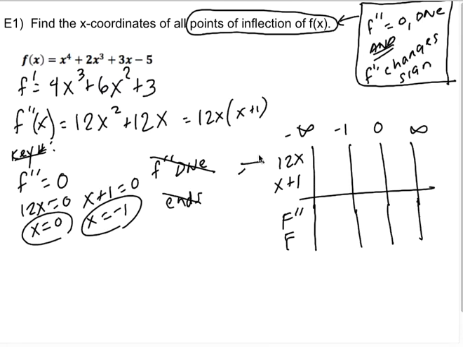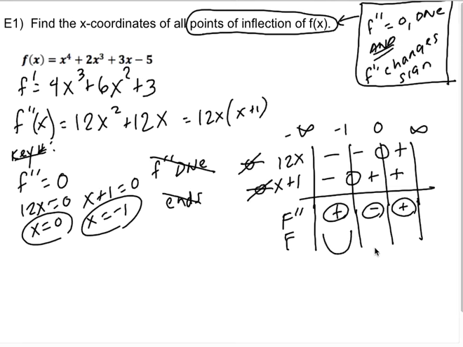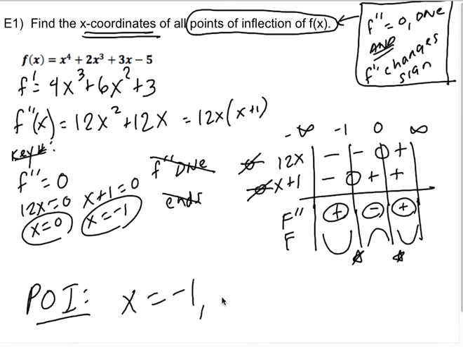So 12x is a line with a positive slope, so if it's 0 at 0, it is negative before 0 and positive after. X plus 1 is also a line with a positive slope, so it's 0 at negative 1, it's negative before negative 1, and then positive after. So my f double prime is going to be positive, negative, positive, which means my f is concave up, concave down, concave up. So when I'm asked for the points of inflection, it's going to be both of these spots because you can see that the concavity changes. I was only asked for the x-coordinates, so there are points of inflection at x equals negative 1 and 0.